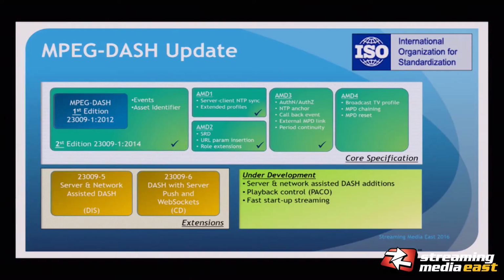Let me start just to give you an update what's going on in terms of standardization, what's new. Last year I showed a similar diagram. Now it has a few new blobs, a few new checks, but in summary, the Dash specification was originally published in 2012, the second edition in 2014. Last year I talked about Amendment 1, Amendment 2. We were working on Amendment 3 that has several tools. That one has finished. And now we are working on Amendment 4.